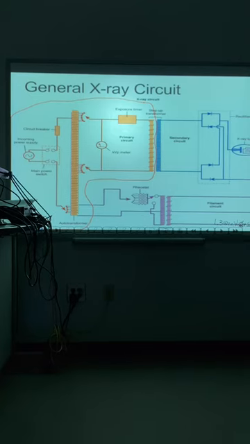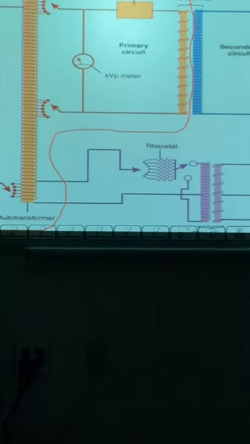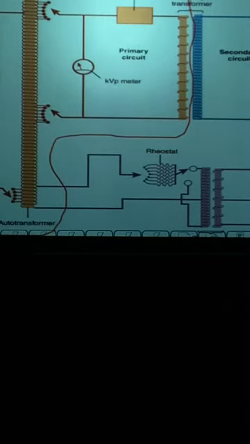In the primary part of the X-ray circuit, you have the main power switch. The main power switch is the on and off switch for the unit that's connected to the facility's power supply. The line compensator. Where's that? It's in here.